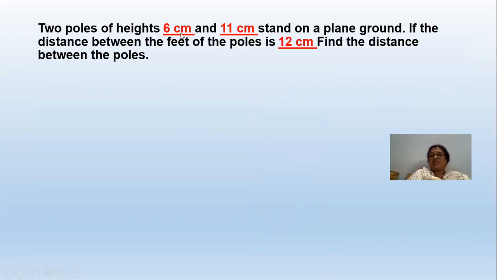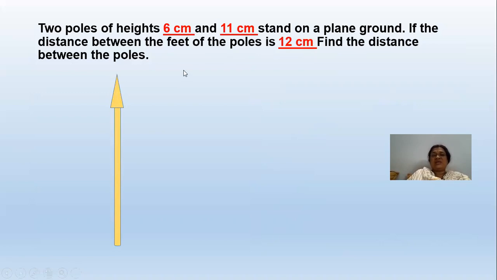One pole height is 6 centimeters, the other one is 11 centimeters, standing on the plain ground. The distance between the feet of the poles is also given, that is 12 centimeters. Find out the distance between the tops of the poles. So we know the heights of the poles and the distance between the poles, but we don't know the distance between the tops of the poles. So I'll show you with the help of a diagram now.